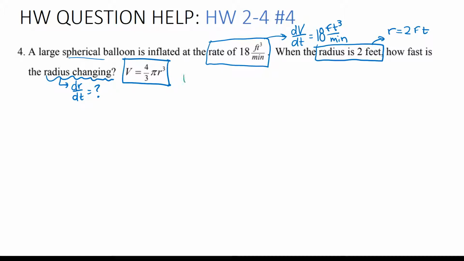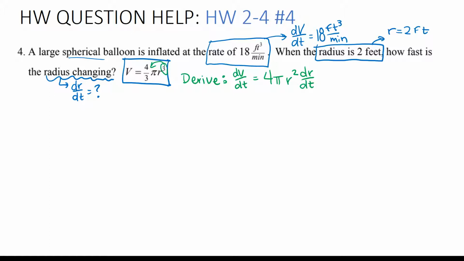So now that we have all of our givens worked out, we're given our equation, we're going to jump into taking the derivative. So we're going to derive in regards to time on both the left and the right side of the equation. That's going to give us dv dt equals, this is just the power rule, 4 pi r squared. And then, of course, we got to tack on our dr dt.